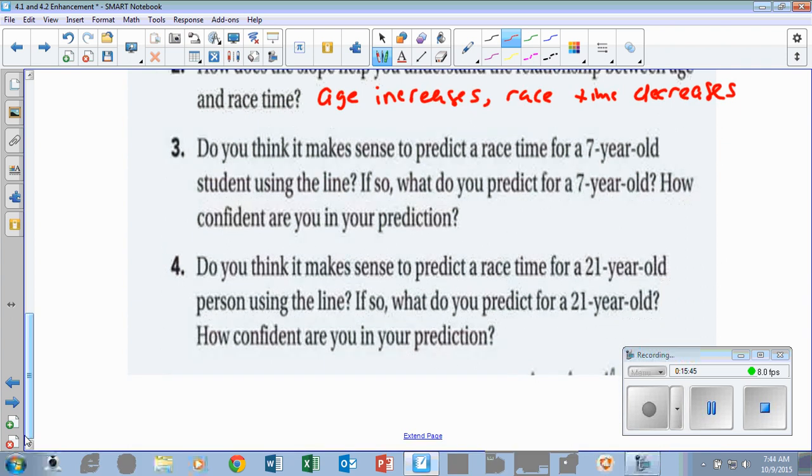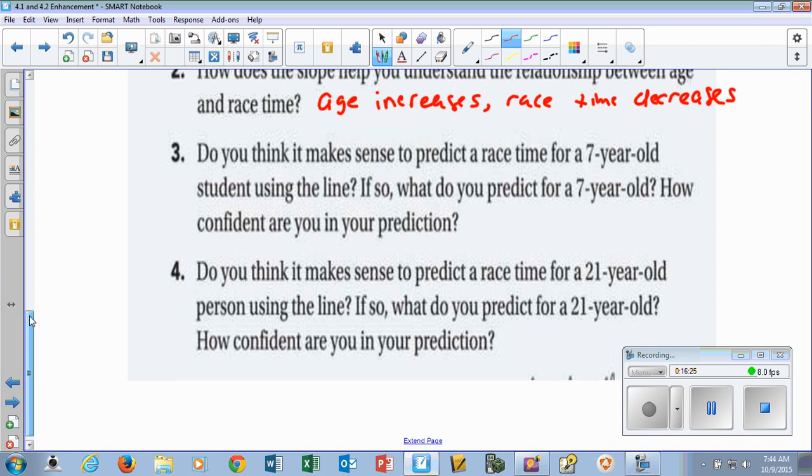Do you think it makes sense to predict a race time for a 21-year-old using that line? Well, if you look, that race time hits just about 10 at a 16-year-old. 10 seconds is Olympic speed. So obviously that line is going to go down. That line continues to go down for a 21-year-old. You're basically thinking the fact that a 21-year-old could run a 5 or 6-second 100-meter dash. And that's almost impossible.